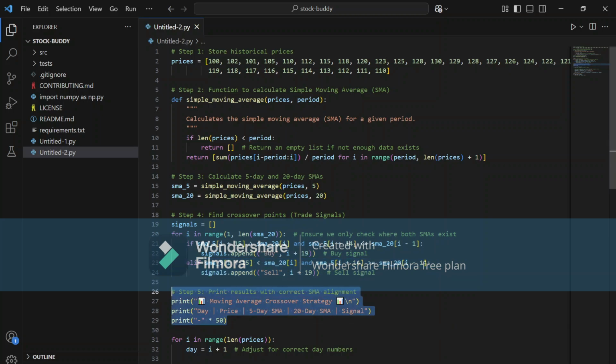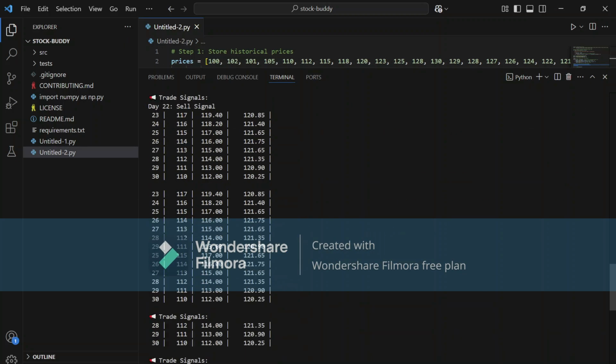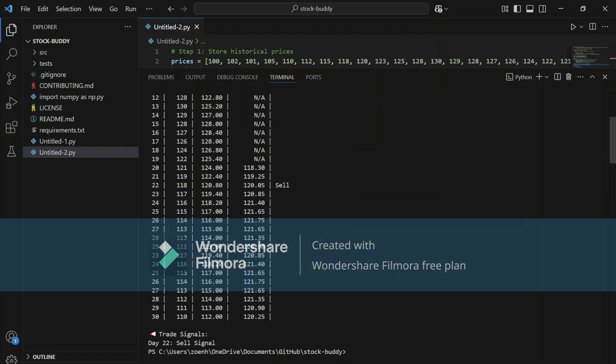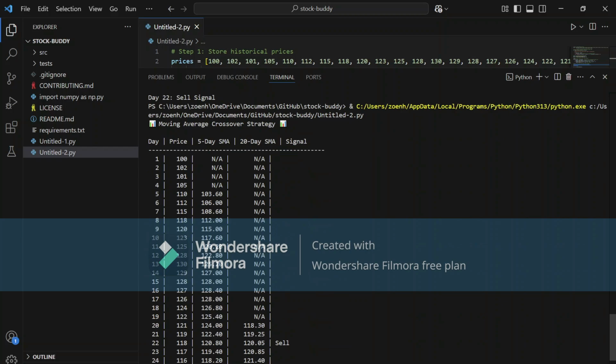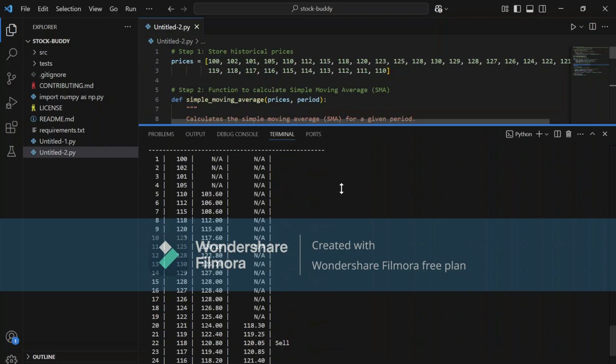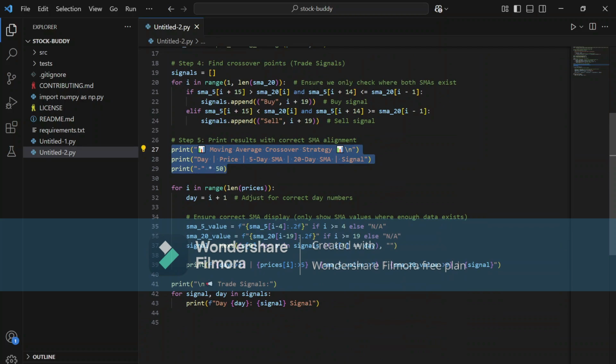Cool. So this right here is just going to print our table. So whenever we run the code, you can see all the variables right here.